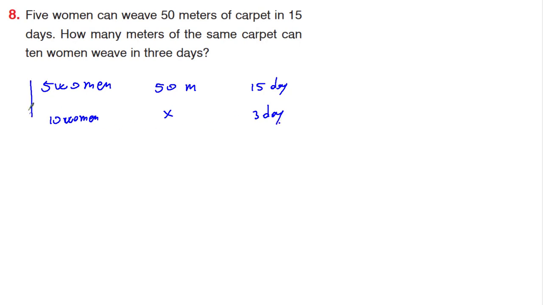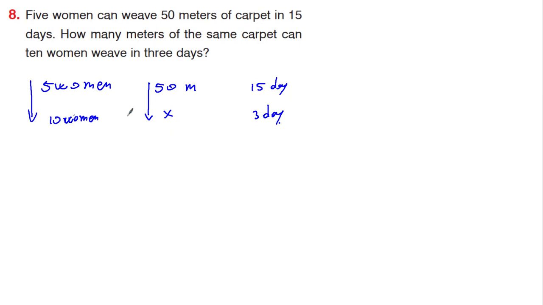Well, again, we have to decide about the arrows. Let's say the first arrow, you can just pick it pointing upwards or downwards. Now, if we increase the number of women working on a job like this, weaving carpet, would that result in more meters weaved or less meters? Obviously, it is more meters.